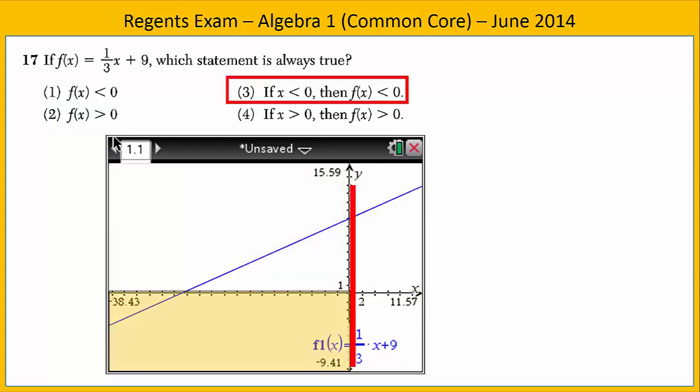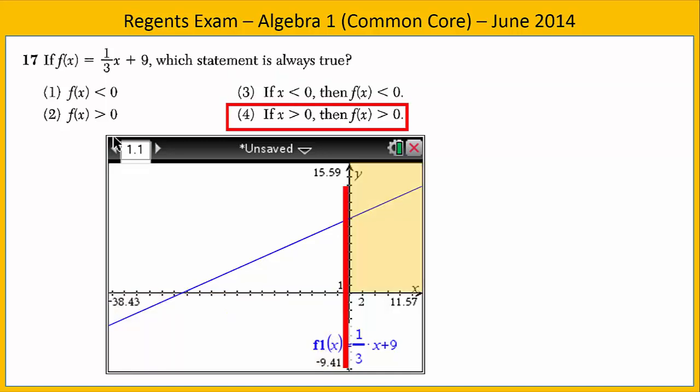Choice 3 and 4 involve the x values. If x is less than 0, then f of x is less than 0. What that says, if the inputs, the x values, are negative, which is on the left side of the red line on the graph, then the y values, the outputs, are also negative. But we can see that there are some points on the left-hand side of that big red line on the graph where the y values are positive. And so choice 3 is not correct.